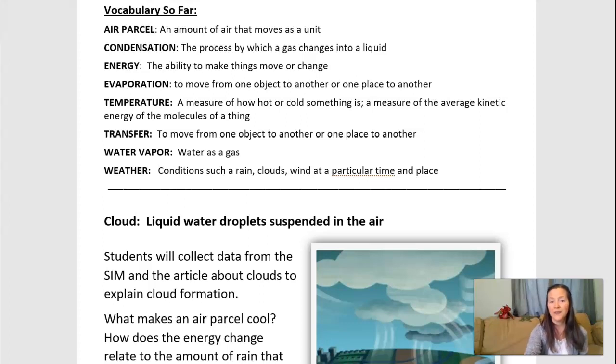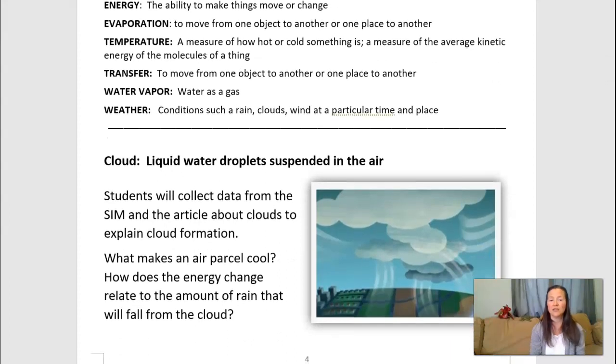So today our goal is going to be answering the questions, what makes an air parcel cool? And how does the energy change relate to the amount of rain that will fall from the cloud? So how are we going to do that? We are going to collect some data from the sim, and we're going to refer back to the article that we started using just a little bit ago for our warm-up. And we're going to define clouds. Okay, our definition of cloud is liquid water droplets suspended in the air. Yes? Great. So, moving on in the packet.